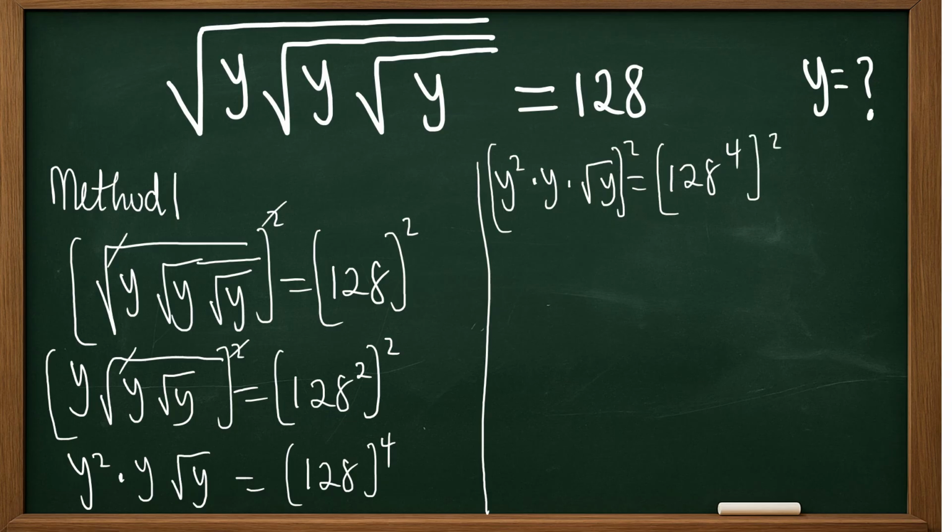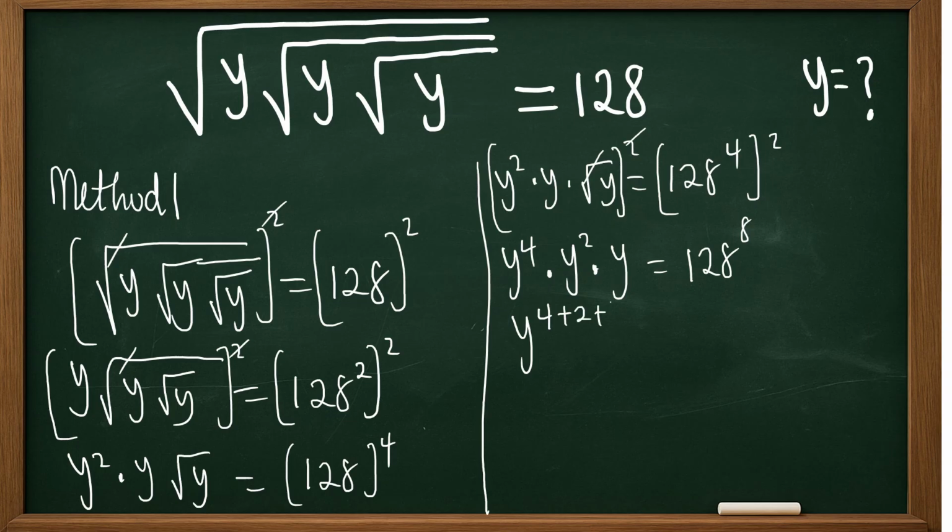The square is going to affect this. This is going to be y to the power of 4, and this is going to be y to the power of 2, and this is going to cancel out the square root here, which is going to be y, equals 128 to the power of 8, which is 4 times 2. Now, using the rule of indices, I'm going to have y to the power of 4 plus 2 plus 1, which is 128 to the power of 8. And here, I'm going to have y to the power of 7 equals 128 to the power of 8.